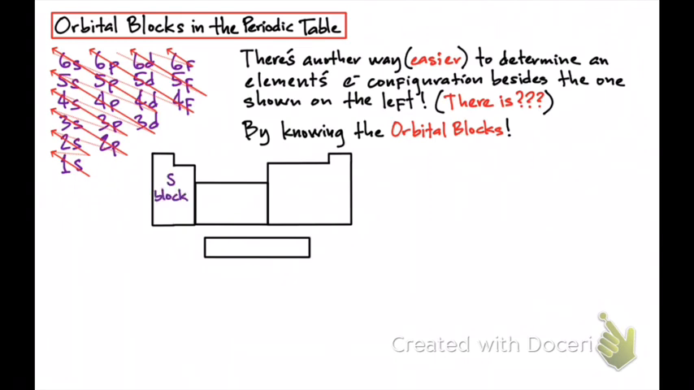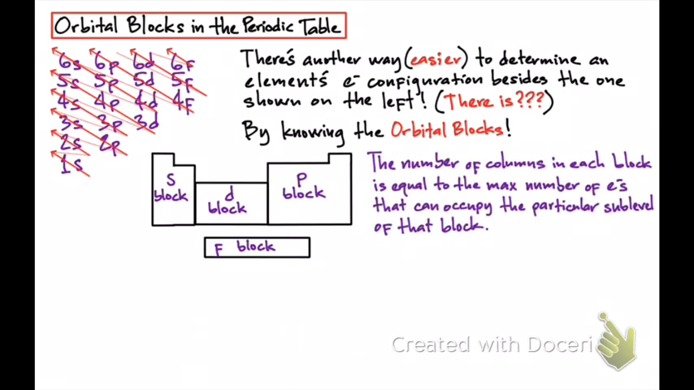And so the first block here on the left is the s block, the s orbital block, and then the one in the middle is called the d block because they contain a bunch of d orbitals. And then the one on the right is called the p block, and the one at the bottom is called the f block. So you have 4 different orbital blocks: the s, d, p, and f. The number of columns in each block is equal to the maximum number of electrons that can occupy the particular sublevel of that block.